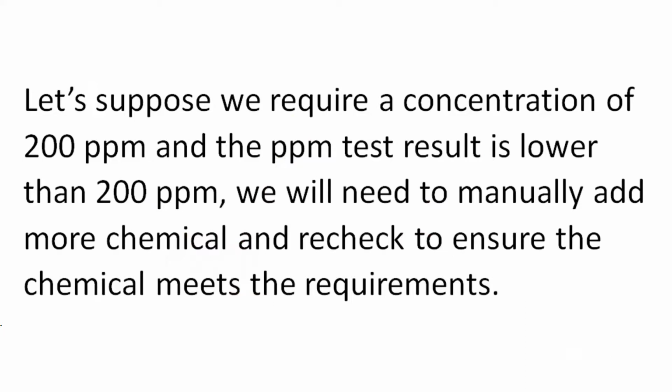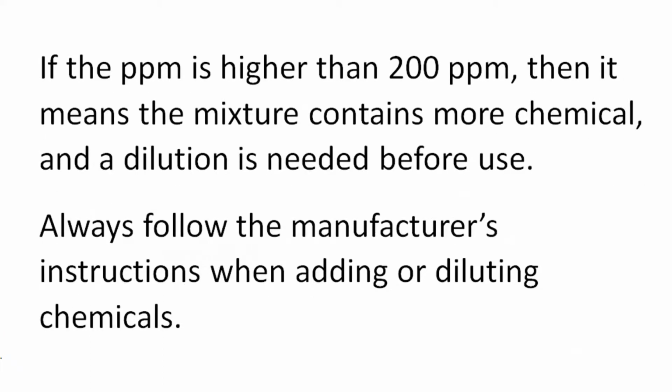Let's suppose we require a concentration of 200 ppm, and the ppm test result is lower than 200 ppm. We will need to manually add more chemical and recheck to ensure the chemical meets the requirements. If the ppm is higher than 200 ppm, then it means the mixture contains more chemical and a dilution is needed before use. Always follow the manufacturer's instructions when adding or diluting chemicals.